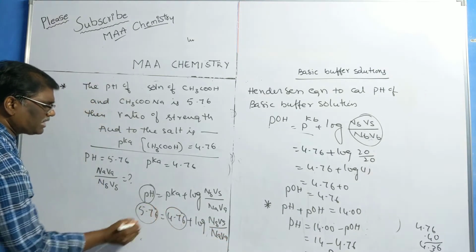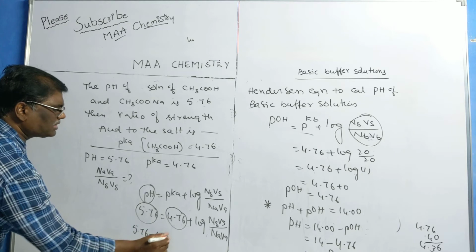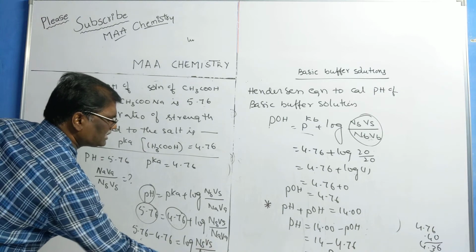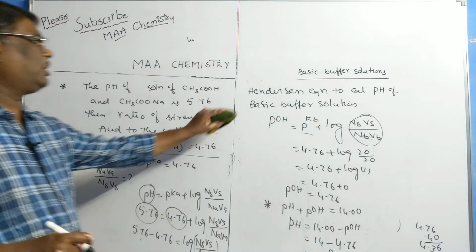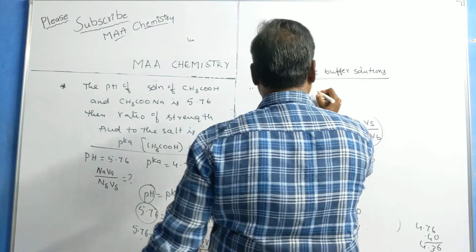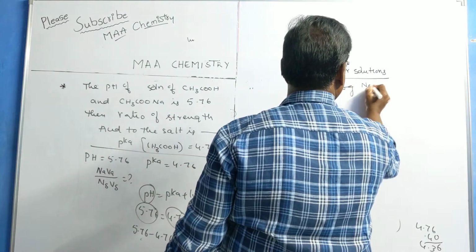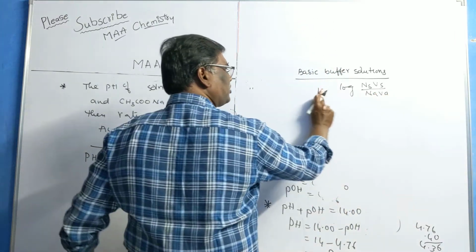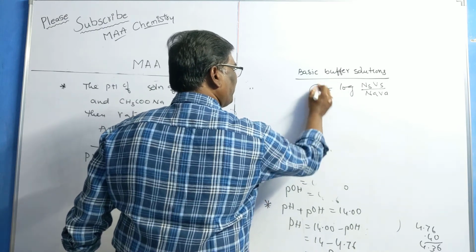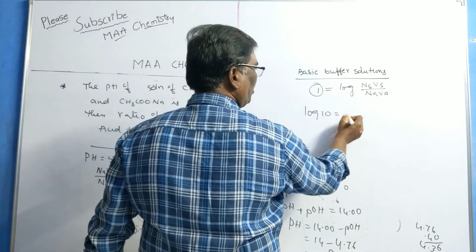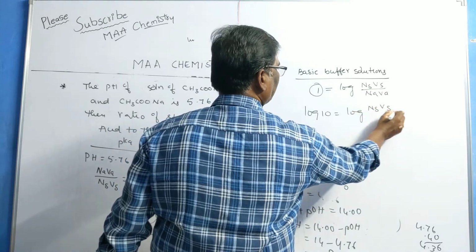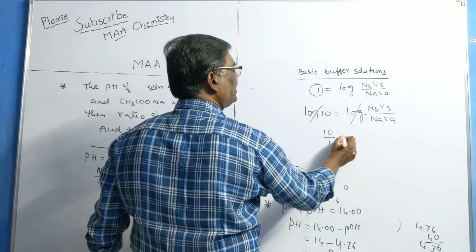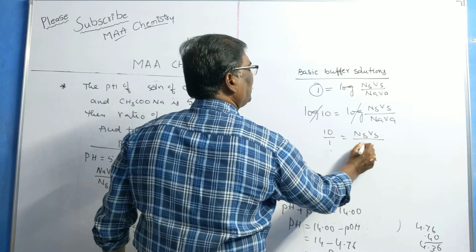Bring the numericals to one side. 5.76 minus 4.76 gives log of strength of salt by strength of acid. On simplification we get 1 is equal to log of strength of salt by strength of acid. You know, in the place of 1 I am writing log 10. Log 10 equals 1. Log NsVs by NaVa. Logarithms are eliminated. So 10 by 1 is equal to NsVs by NaVa.